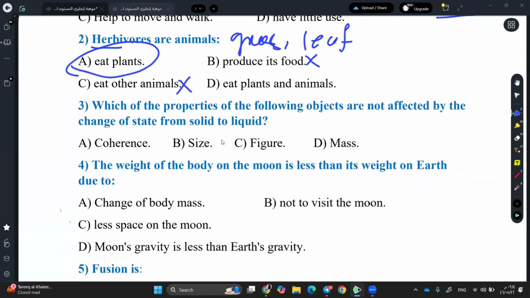Question number three. Which of the properties of the following objects is not affected by the change of state from solid to liquid? It's the mass. Excellent. D, mass. Why? Because it's not affected by the change of state from solid to liquid.